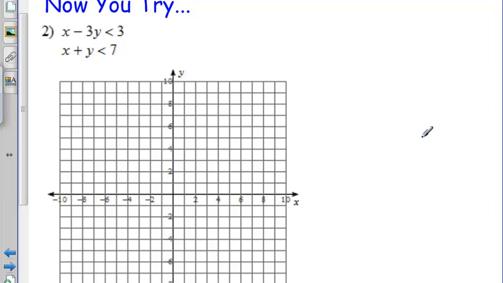Remember, if you divide by a negative, you flip the inequality. Remember, you want y equals mx plus b form, but it's not an equals anymore, it's an inequality symbol. And greater than shade above, less than shade below. If there's no line underneath, then you use a dotted line. Okay, so pause the video, give it a shot, and then we will reconvene. We'll meet up in just a minute.